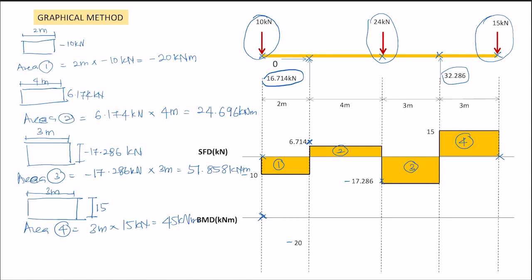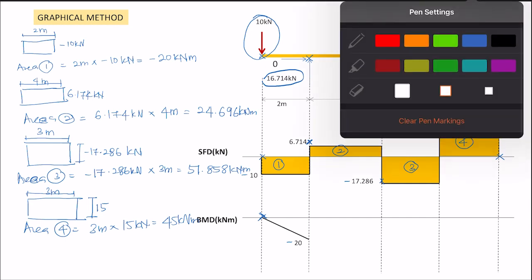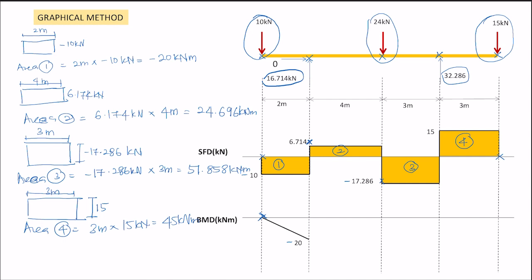Next, for area number 2, I just realized that I calculated a bit salah dekat sini. If you notice, this is 6.714, not 174. 26.856. This one, don't forget negative. First area, it is negative 20.